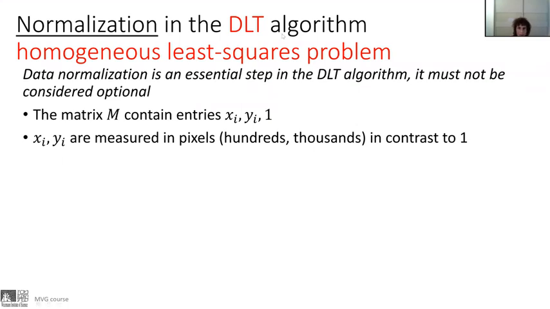So recall that the matrix contains the xi and yi, which are given in pixels. They can be hundreds or thousands. And also I have 1 in the matrix, right? This is a huge difference between these 100 or 1,000 and this 1 in the sense of magnitude. And why does it affect the result? Okay, I'll try to explain it.